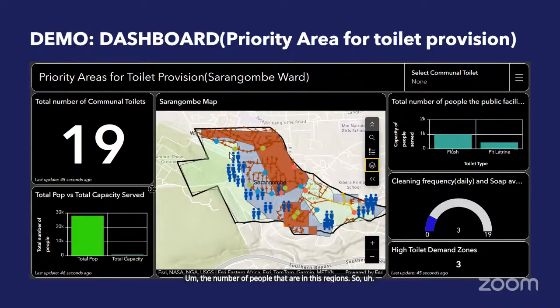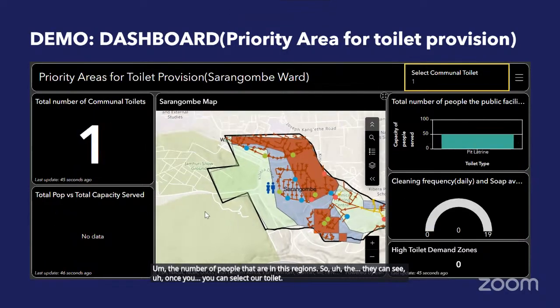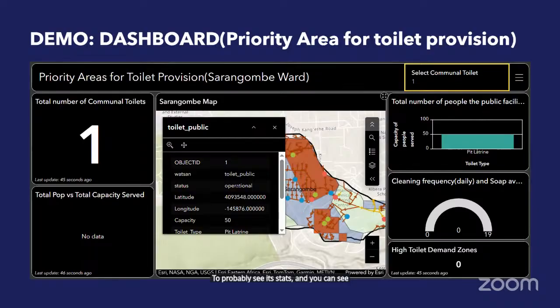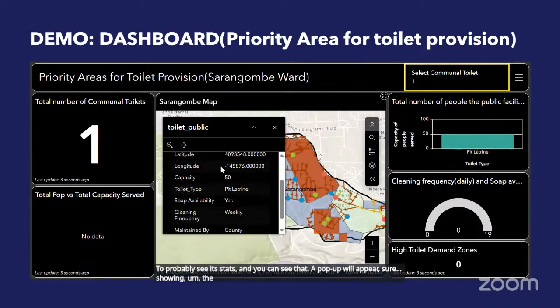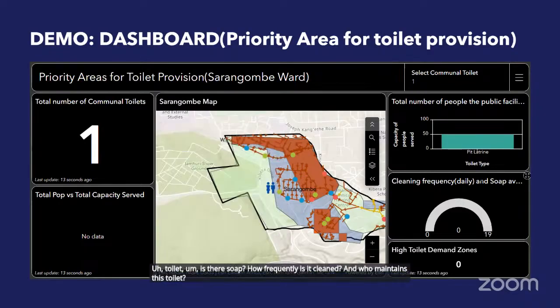They can see once you select a toilet to see its stats, a pop-up will appear showing the toilet, if it's operational, its coordinates, the capacity it serves, is it a pit latrine or a flush toilet? Is there soap? How frequently is it cleaned? And who maintains this toilet?